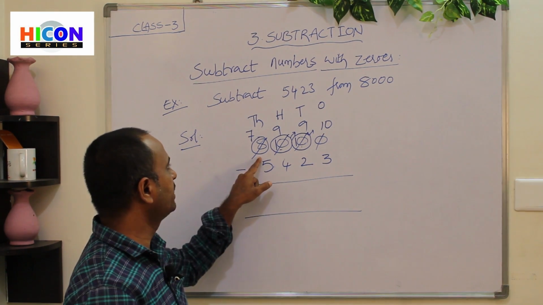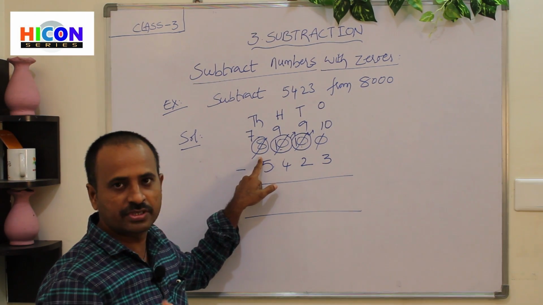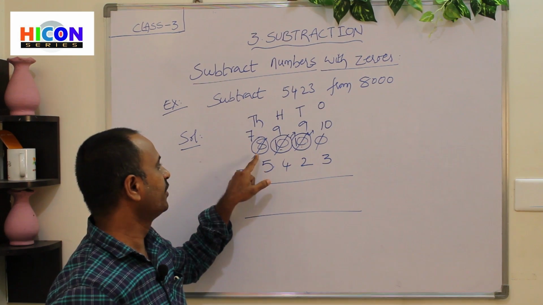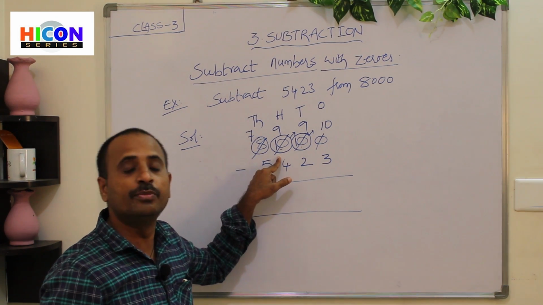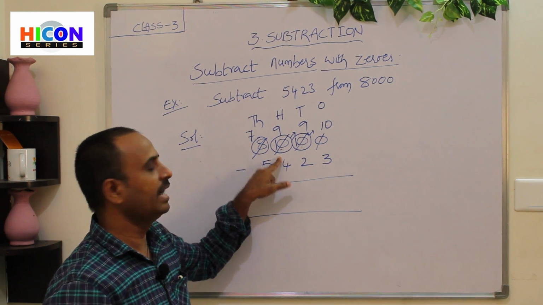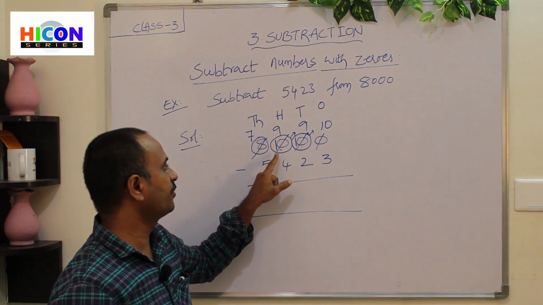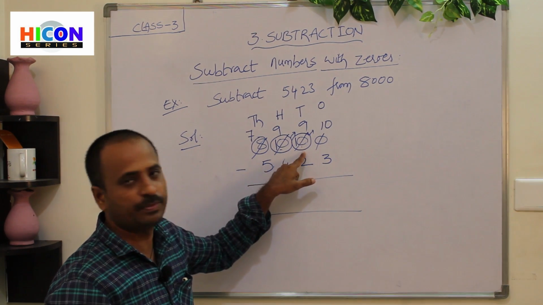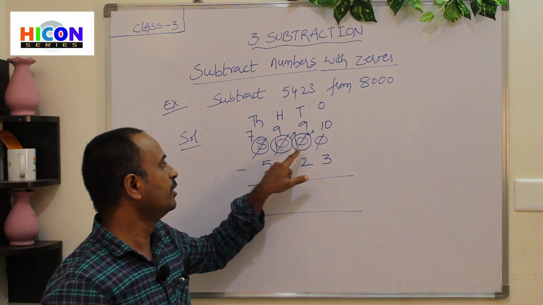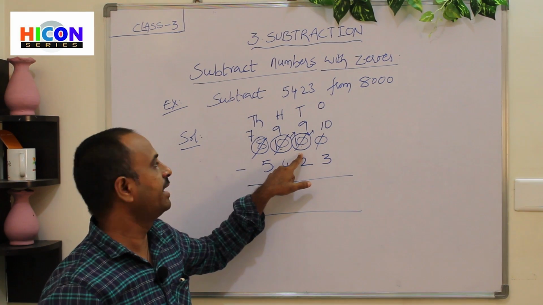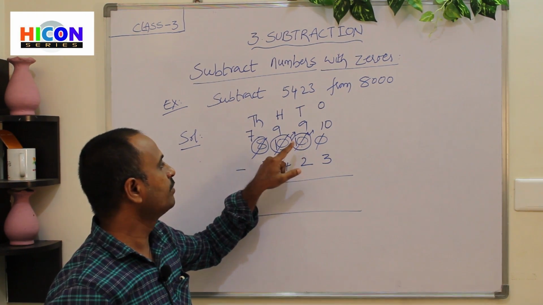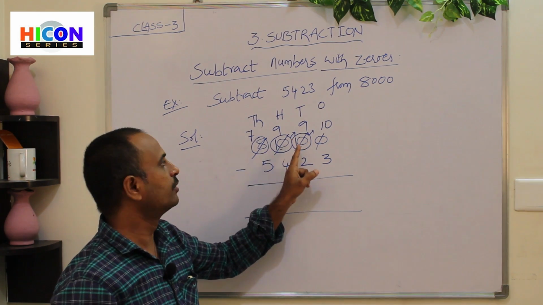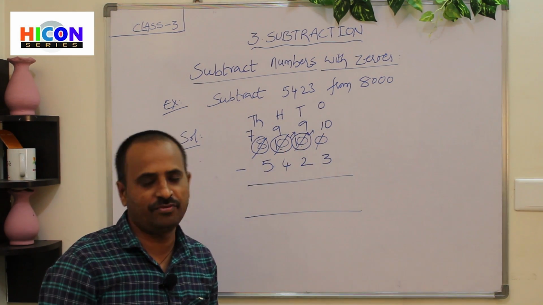So since there is 8 in the thousands place, take 1000 borrow from the 8 thousands, then there will be 7 thousands. And if you carry 1000 to the hundreds place, it becomes 10 hundreds. And if you borrow 100 from the 10 hundreds, there will be 9 hundreds, and carry 100 to the tens place. Then there will become 10 tens. And borrow 110 from the 10 tens, then there will be 9 tens. And carry 110 to the ones place, then it becomes 10 ones.